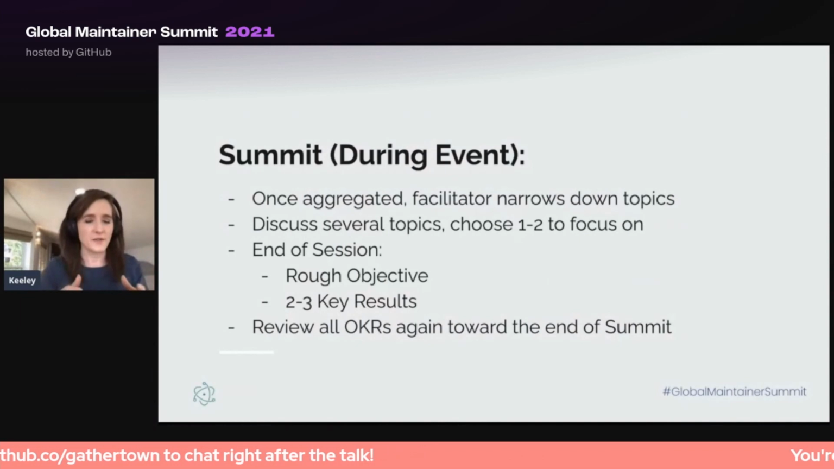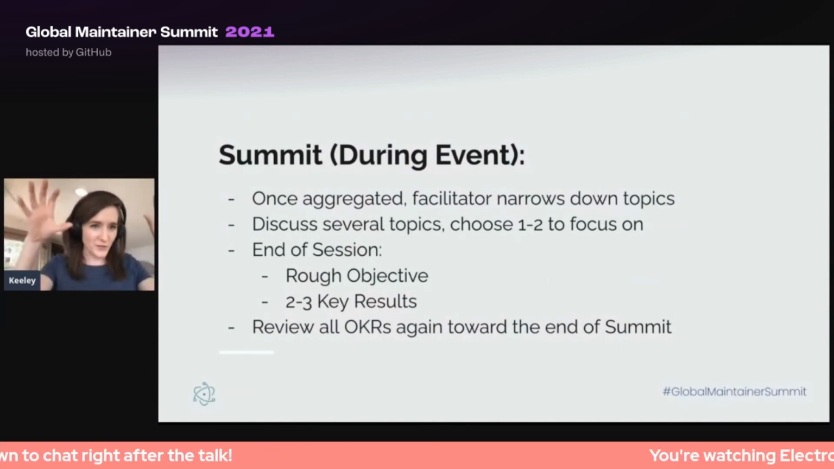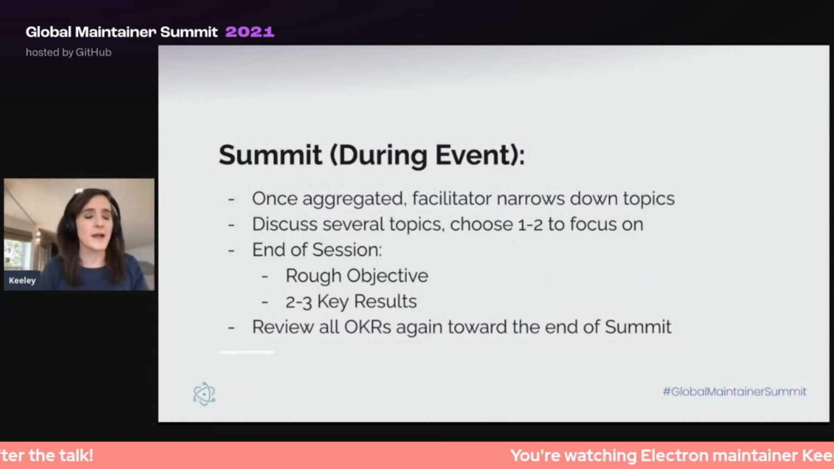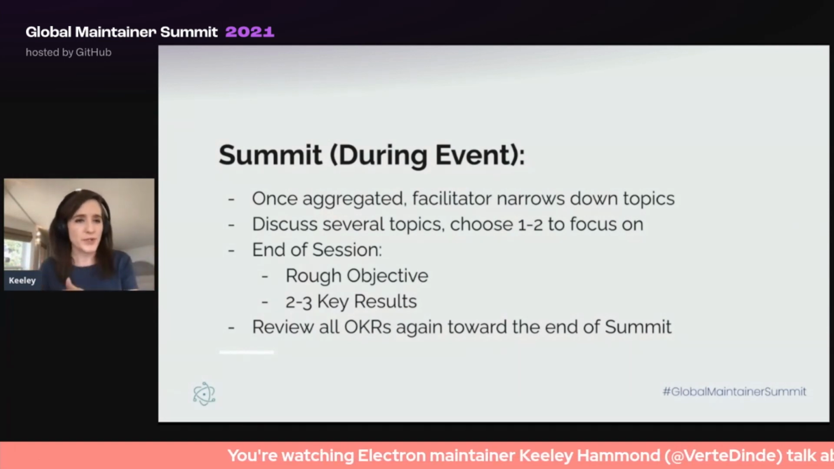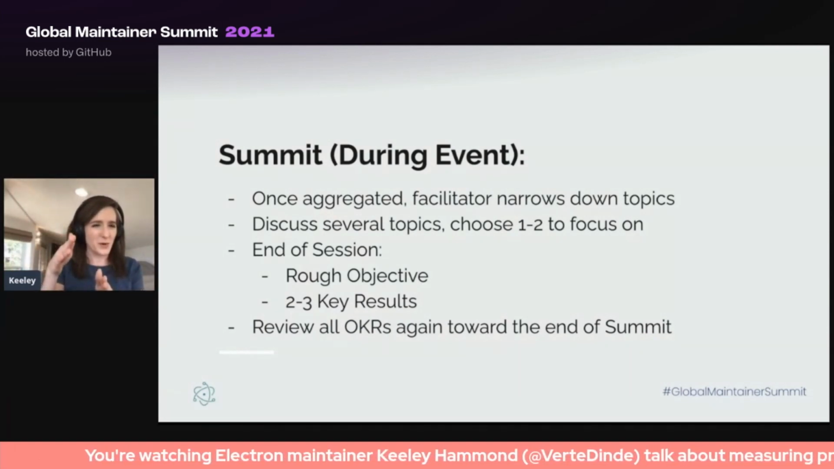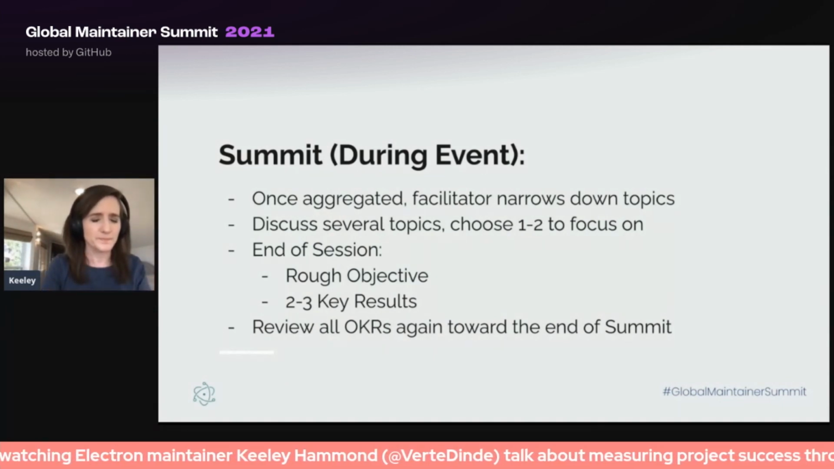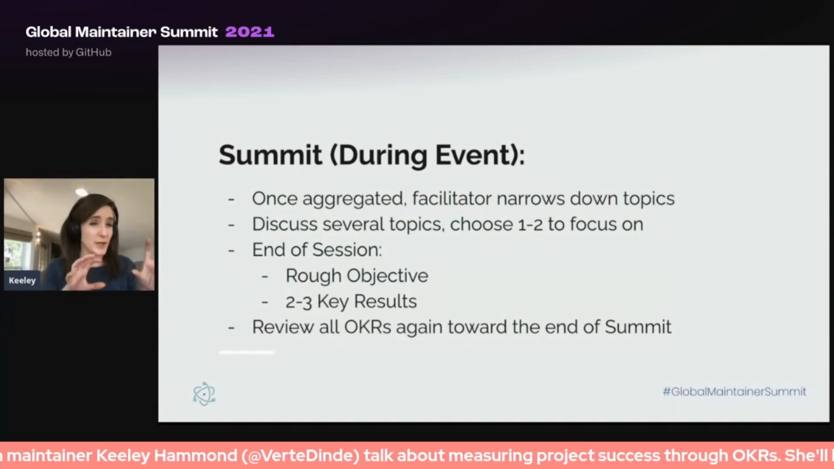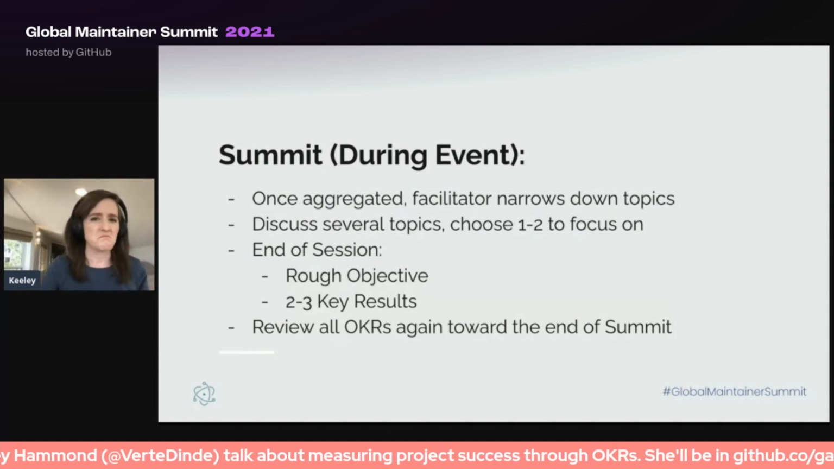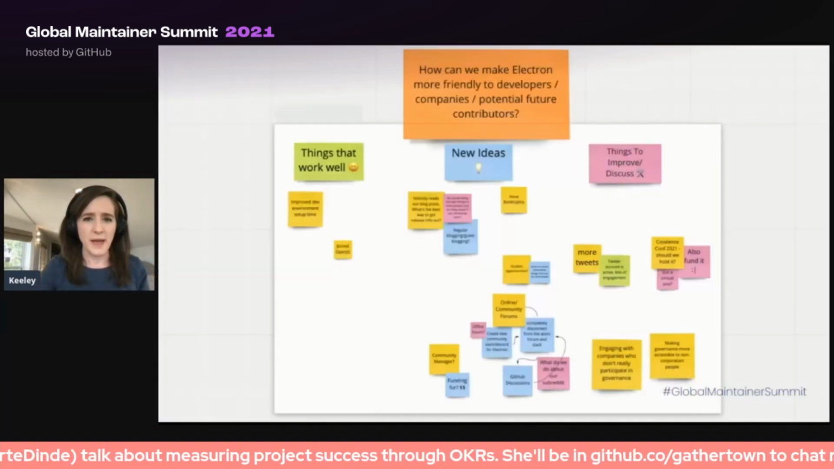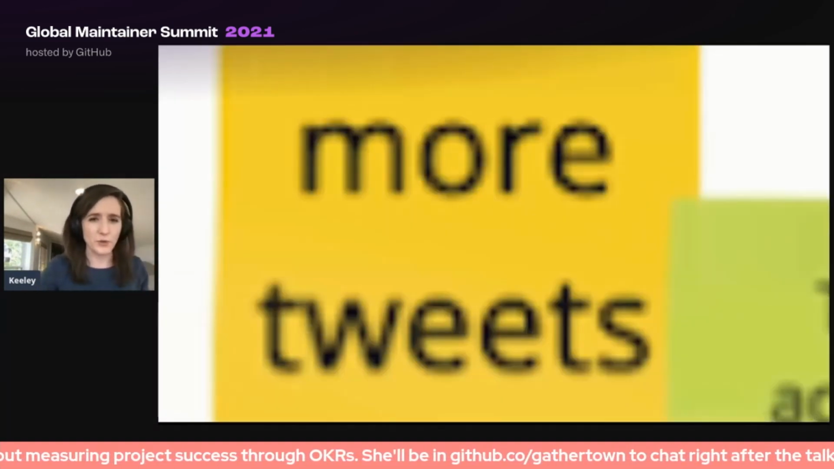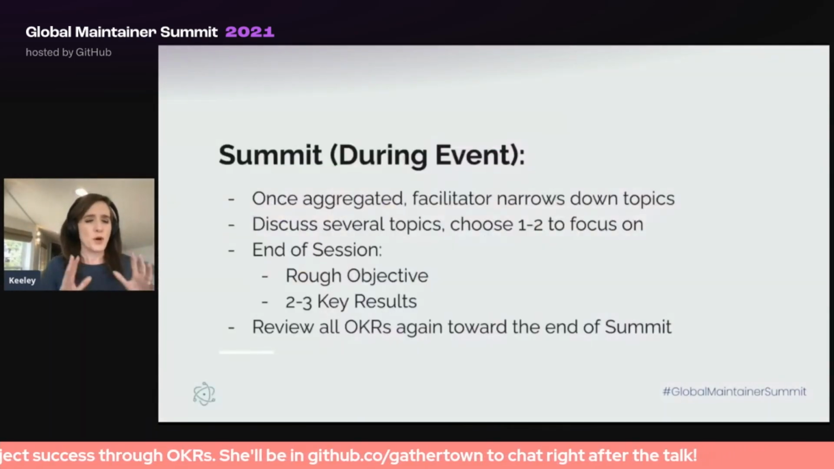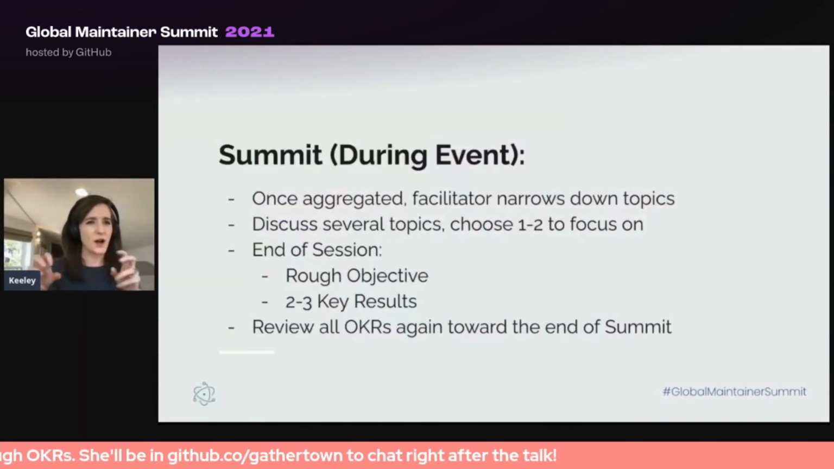But once you've finished the brainstorming session and you've aggregated everything into your topics, then it's the facilitator's role to narrow those down and move us from brainstorming mode into something a little bit more actionable. So of the topics that we aggregate, and there could be 5, 6, 7, you can see back here, we have maybe about 7 groups. We then choose 1 or 2 to focus on and really talk about.